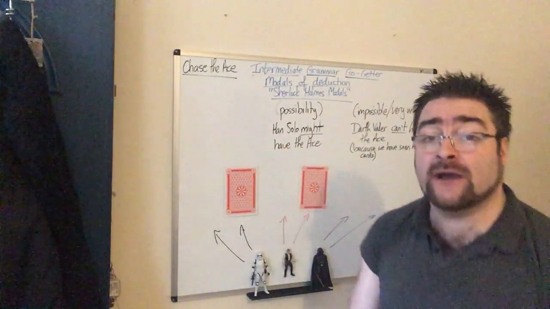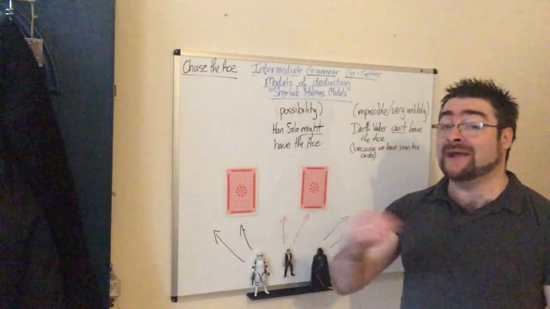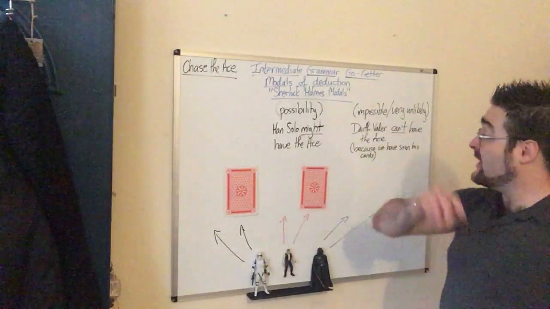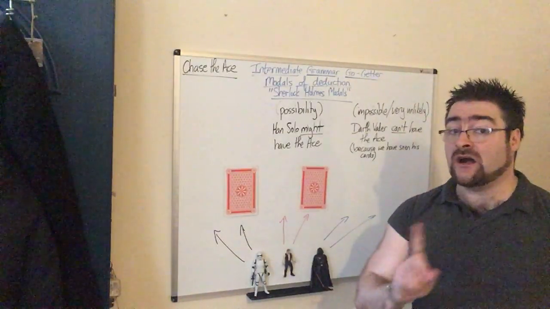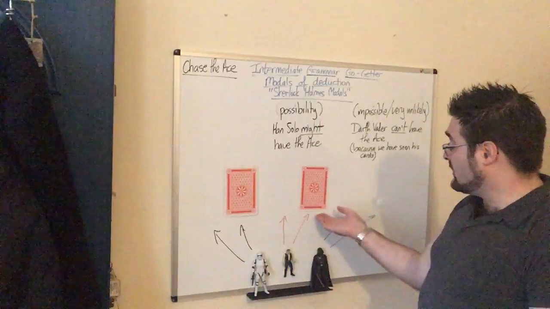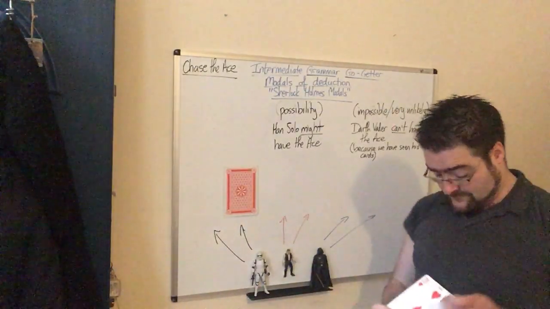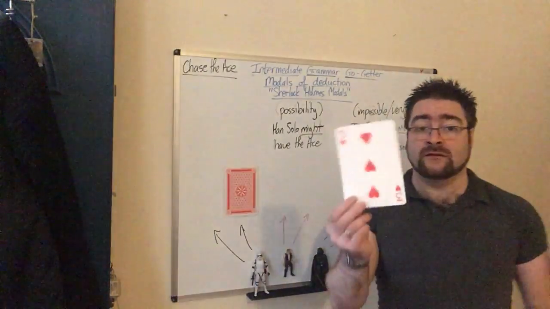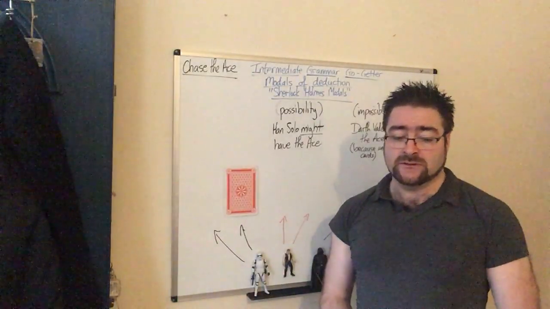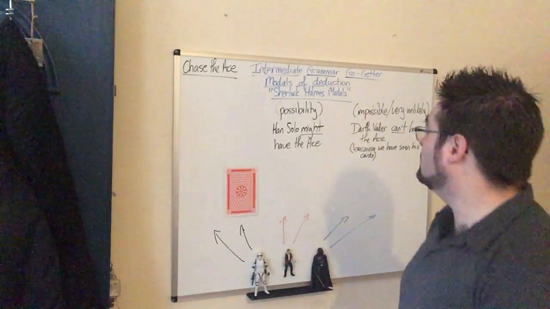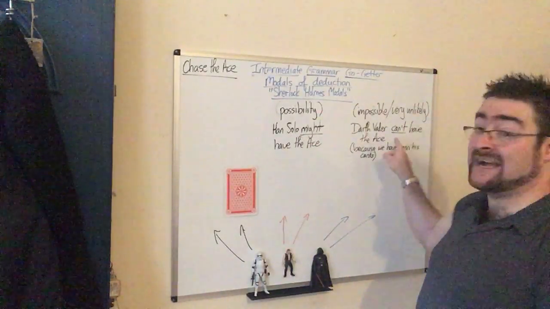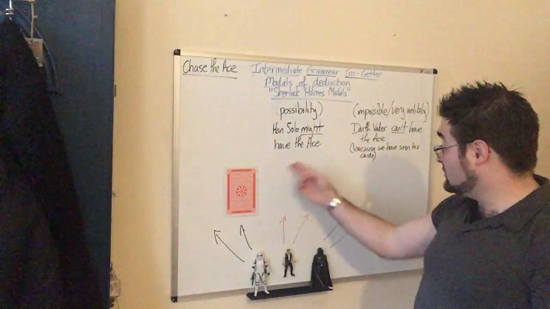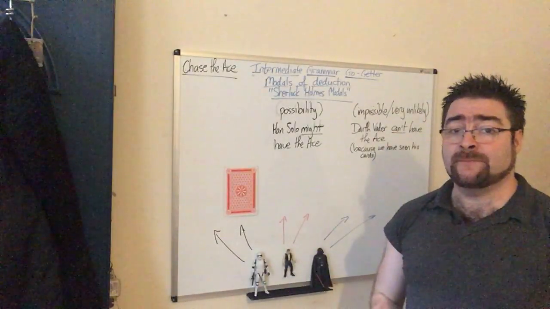Alright, so right now we know that the Stormtrooper might have the ace. We know that Han Solo might have the ace. And we know that Darth Vader can't have the ace. So we say, okay, Mr. Han Solo, turn over your card. And it's the 3 of hearts. What do we now know? We now know that Han Solo can't have the ace because we have seen his cards.